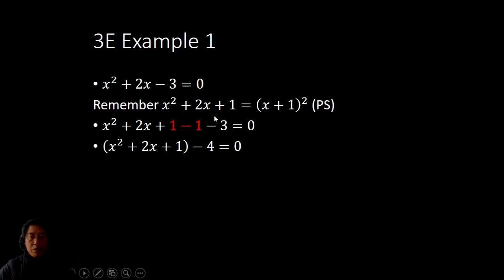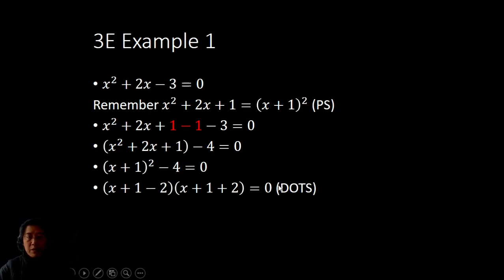And the two terms on the right, the negative 1 and the minus 3, we combine them together. So it's just adding, subtracting numerals. That is our difference of two squares as an equation that equals 0.